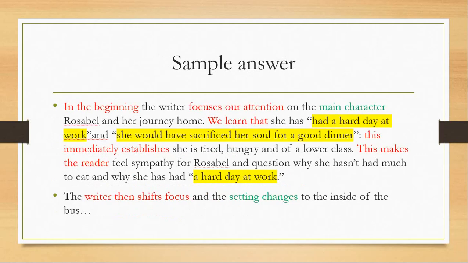So the example is, the red again is taken from the question, the yellow is quotes that I've placed inside the answer. In the beginning, the writer focuses our attention on the main character, Rosabella and her journey home. We learn that she has had a hard day at work and she would have sacrificed her soul for a good dinner. This immediately establishes she is tired, hungry, and of a lower class. This makes the reader feel sympathy for Rosabella and question why she hasn't had much to eat and why she has had a hard day at work. The writer then shifts focus and the setting changes to the inside of the bus.